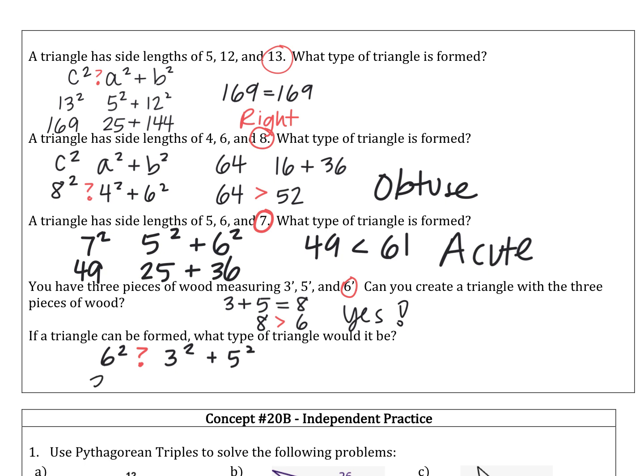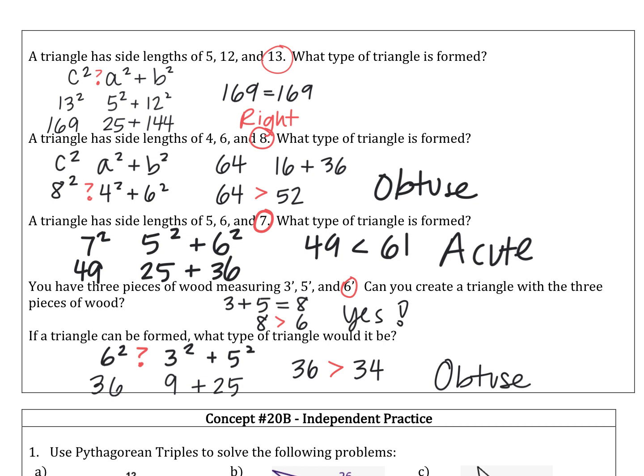So that would be 36, 9, 25. What's the relationship there? 36 and 34. 36 is greater than 34. So 36 was your C squared. If it's greater, then what kind of triangle is it? It's obtuse, right? Because of C squared being greater than A squared plus B squared.